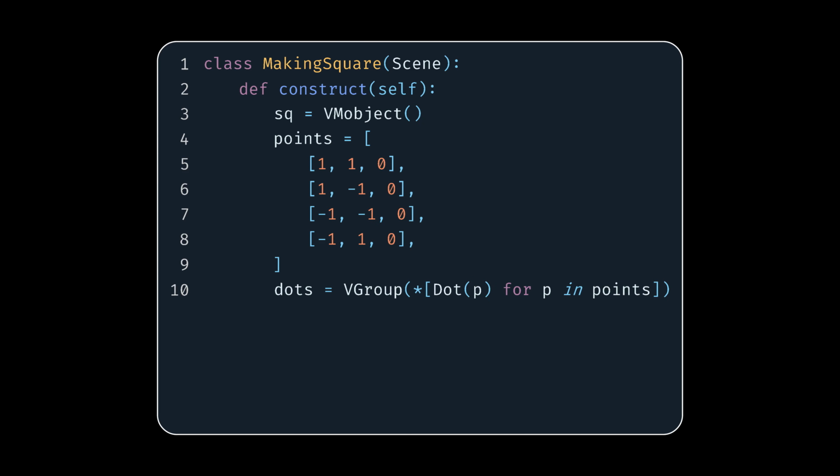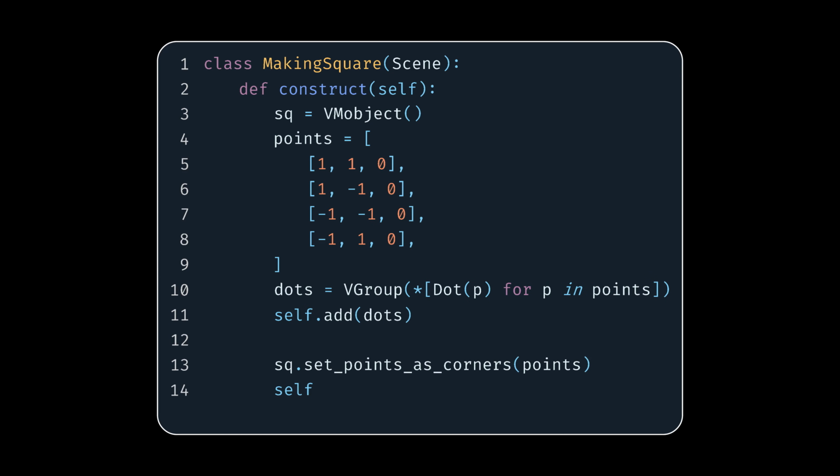VGroup allows us to transform multiple VMobjects at once. Manim's VGroup is a handy tool for binding multiple objects, and now I will add these points as corners to my sq variable and include it in my scene. Now, after rendering the class, this is the figure that I've got.